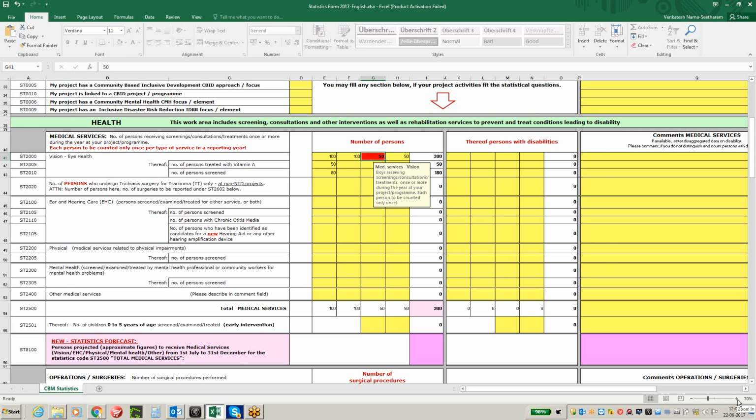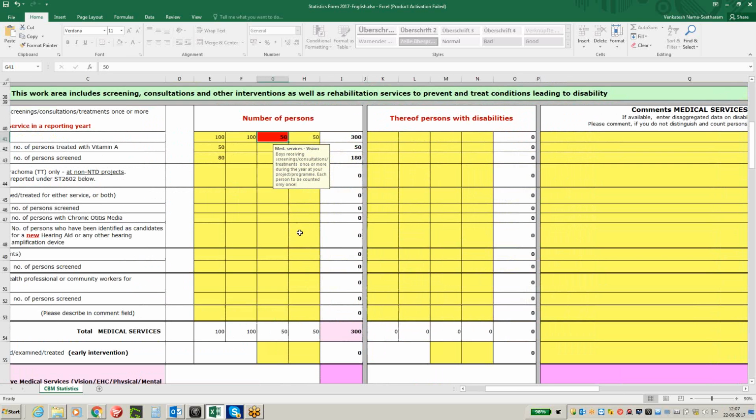I'll just zoom in so that you can read the text clearly. It says boys receiving screening, consultations, treatments once or more during their time at the project or program, each person to be counted only once, which means that even this number includes the screening numbers and consultations and treatment. For example, if a person is counted in the screenings, then he is counted there and need not worry about when he comes for consultations; he need not be counted again.